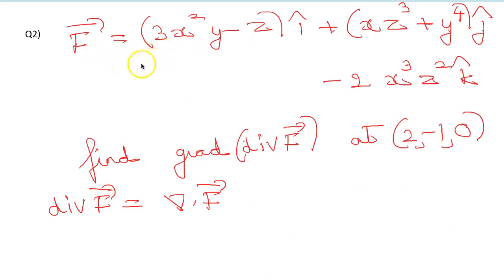Question 2. If f equals (3x²y − z)i + (xz³ + y⁴)j − 2x³z²k, find the gradient of the divergence of f at (2, −1, 0).